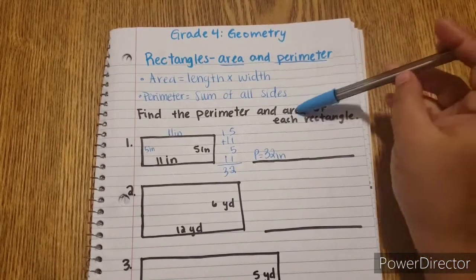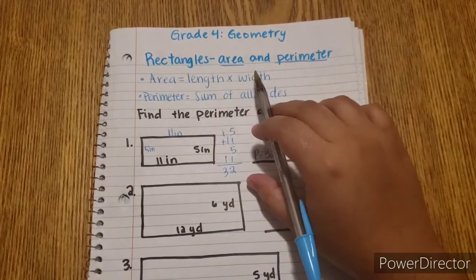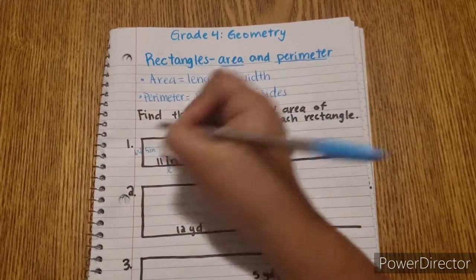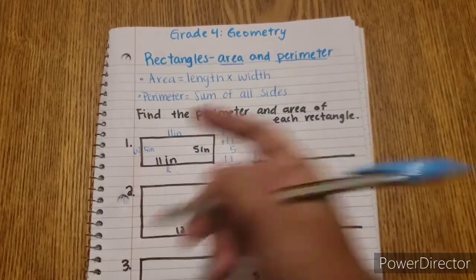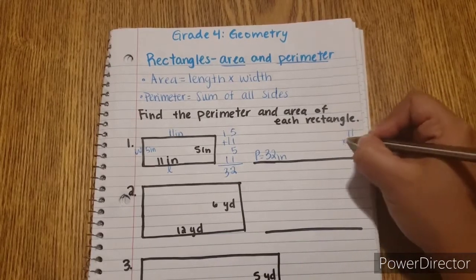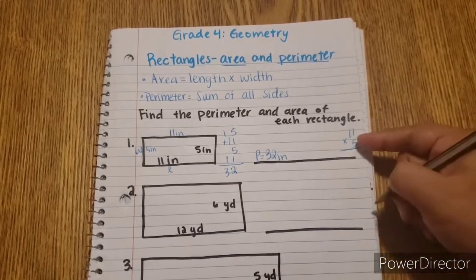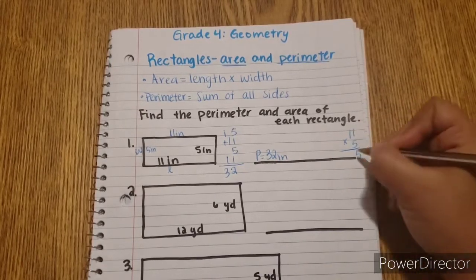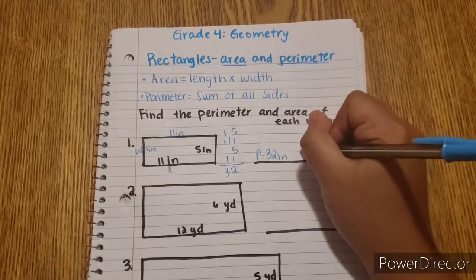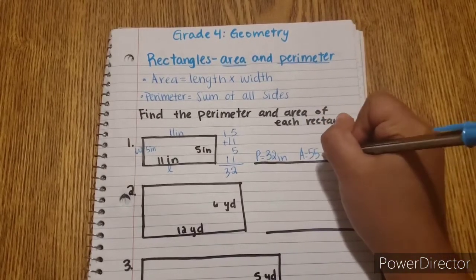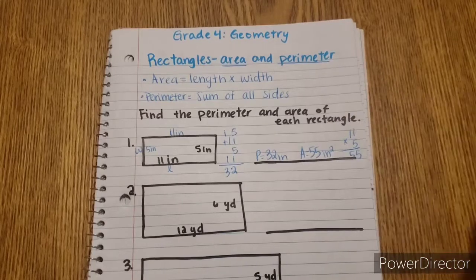Now let's go into area. Area is length times width. So this is the length and this is the width. So it would be 11 times 5. So let's do that right here. 11 times 5. 5 times 1 is 5. And 5 times 1 is 5. So area equals 55 inches squared.